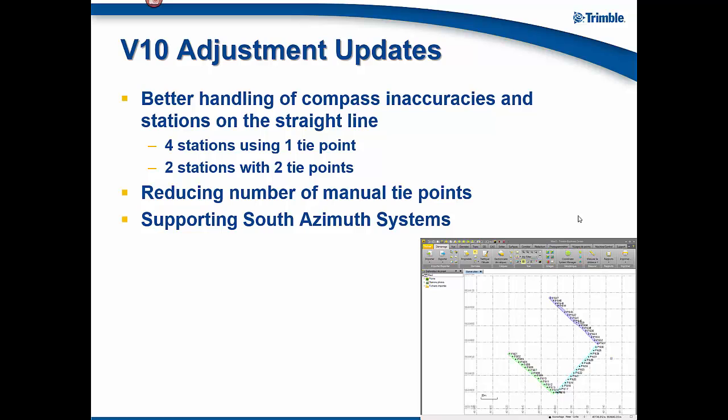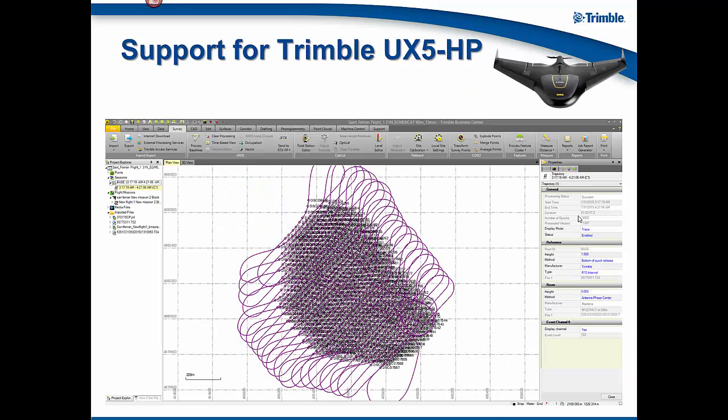Now, if you just add one manual type point here, the data set will process just fine. Previously, in order to get it to process, you would have to add a large number of manual type points. Now that need to add manual type points has significantly reduced. And in addition to that, we support South Azimuth systems, so coordinate systems like in Czech Republic or South Africa are much better handled.